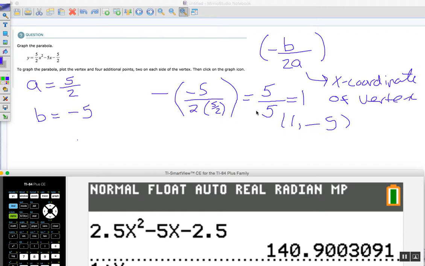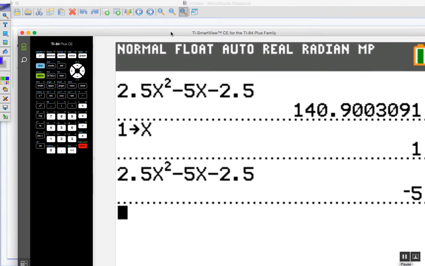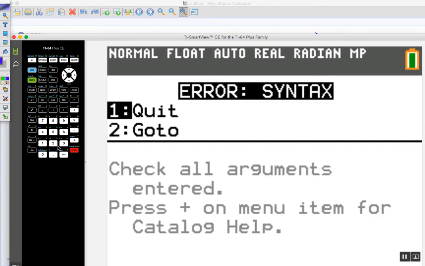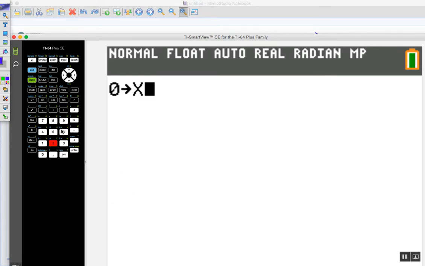So we also need 4 more points. So let's just go with 0, 1, 2, 3. I'm going to do the same thing using my calculator to get the other points. I'm going to store 0 for x. So 0, store x. Oops, did not like that I hit x twice. So 0 stored for x.